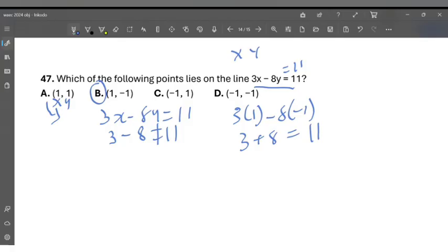If you should try it with the other options, you will not get 11 as well, because only one of them is going to satisfy it from the way the question is shaped. So it's a very simple case of trial and error using the objective options that you have. Whichever one satisfies the equation is a point on the line.